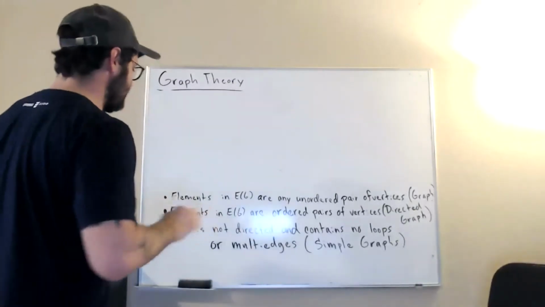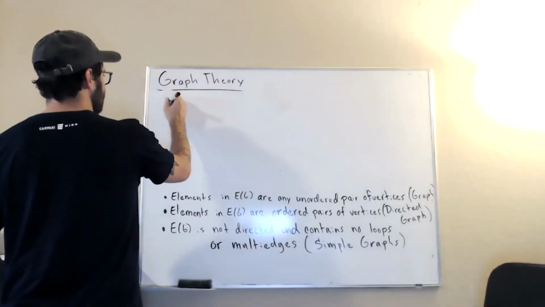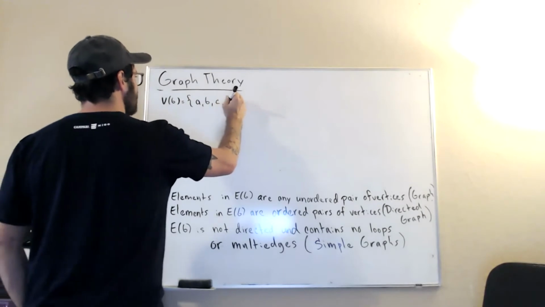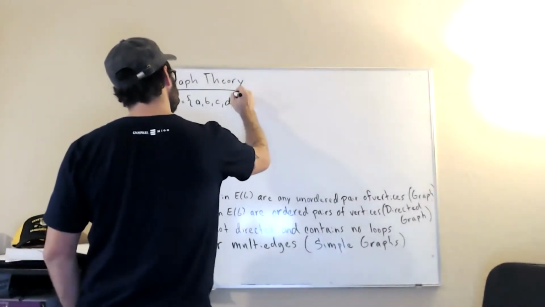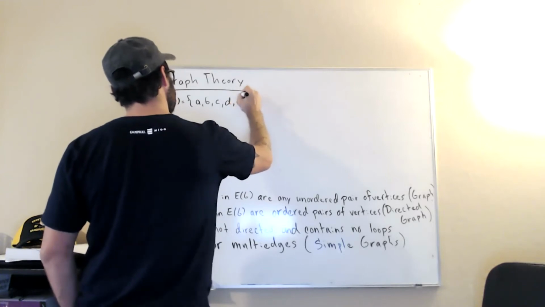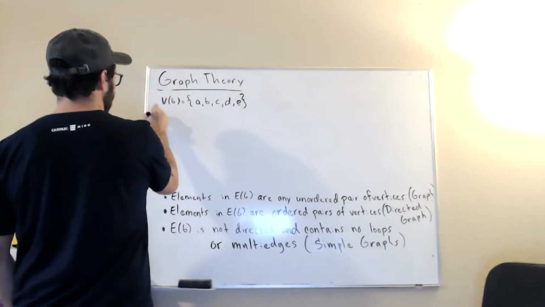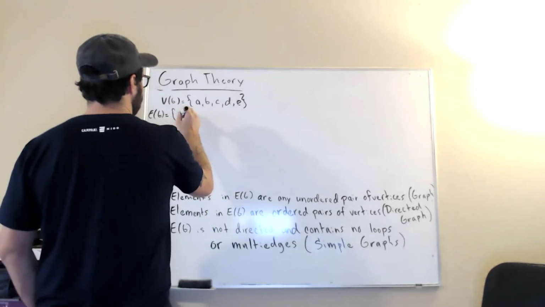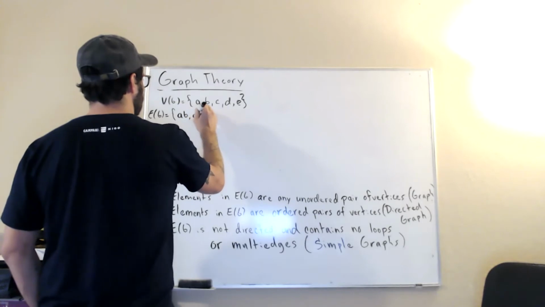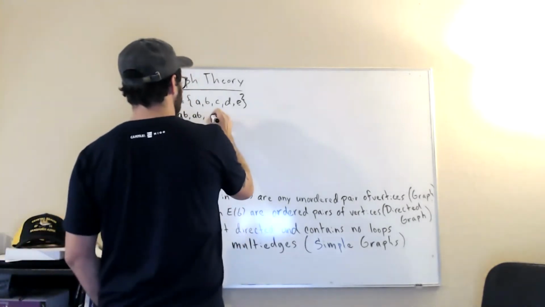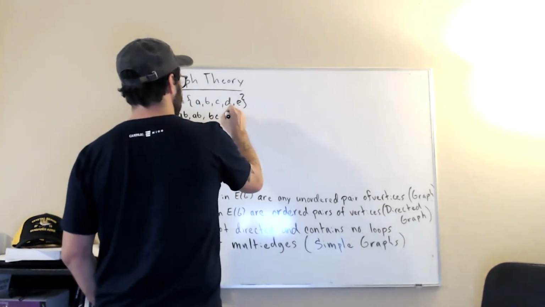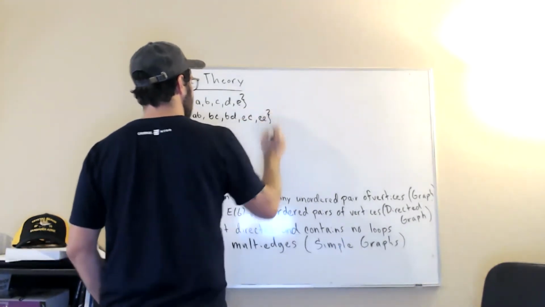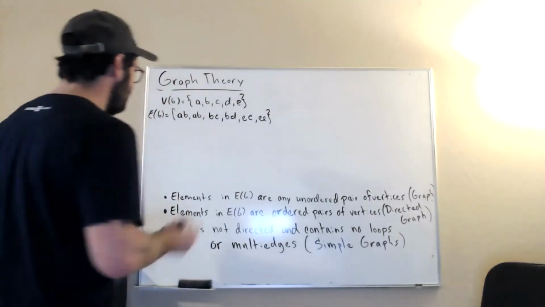So let's look at a general graph here. So maybe V of G equals A, B, C, D, and E. And then maybe the edge set is defined as maybe AB, AB, BC, BD, EC, EE. So if those are the edges, what does this look like?